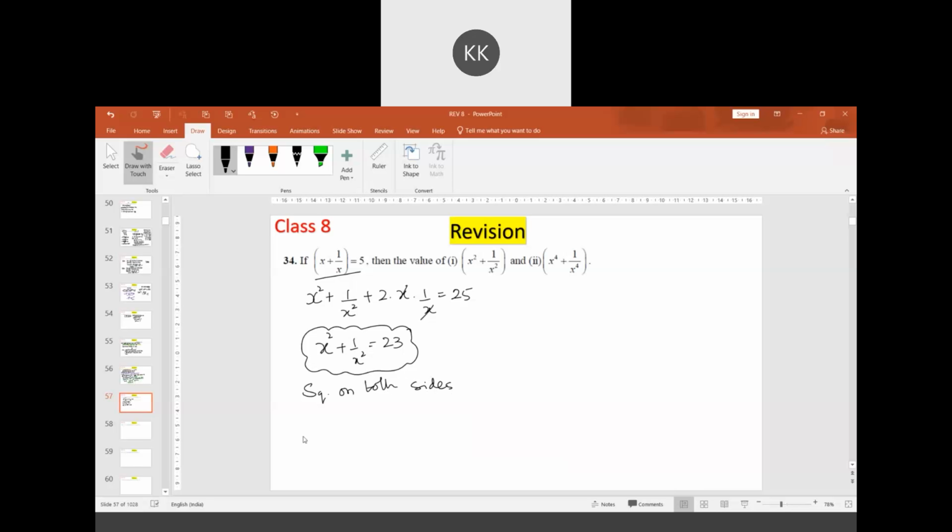If you do squaring on both sides, we would get x to the power 4 plus 1 by x to the power 4 plus 2 times x square into 1 by x square, which gets cancelled, equal to 23 square. What will that be? 529 minus 2, sir. 527. So 527 will be the result.